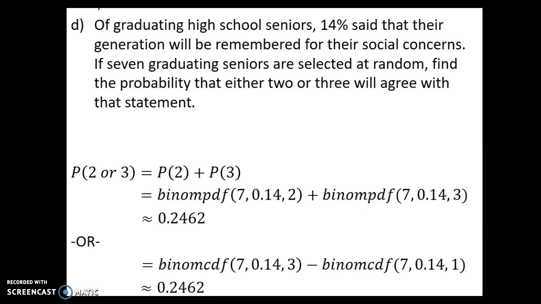The last one, I didn't animate it apparently, but this one was a binomial. Since there was the 14%, that will be our probability of success. We are going to be asking 7 people. That will be our trials. But this one we want 2 or 3.